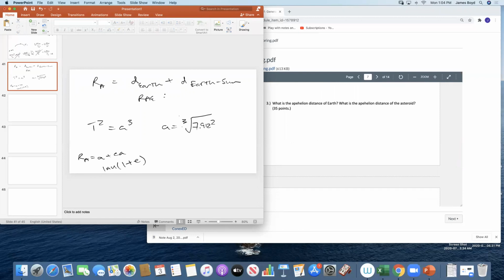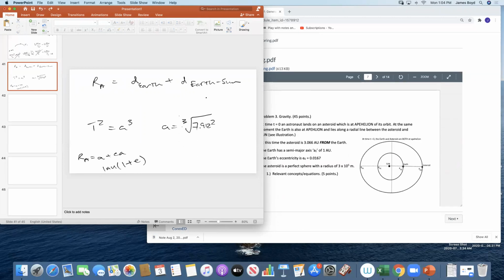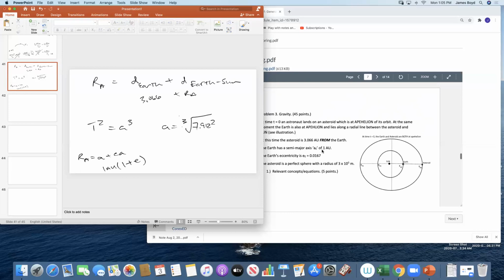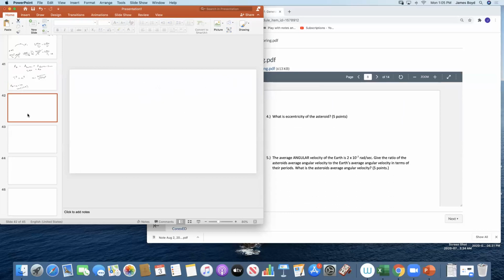What is the aphelion distance for the asteroid? Well, that would be RA for Earth plus 3.066, the distance from the asteroid to the Earth. So you just add those. And now you have RA for the asteroid. What is the eccentricity of the asteroid? Well, RA is equal to A plus EA. So E is equal to RA minus A, over A.